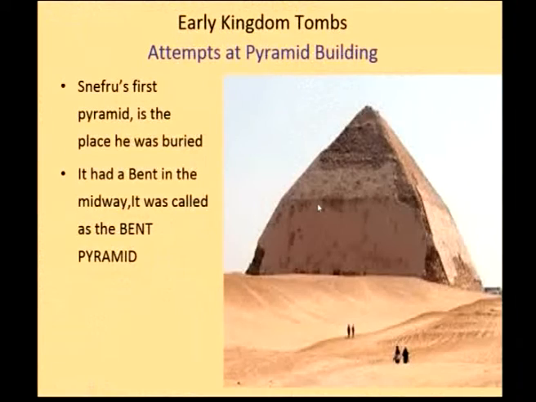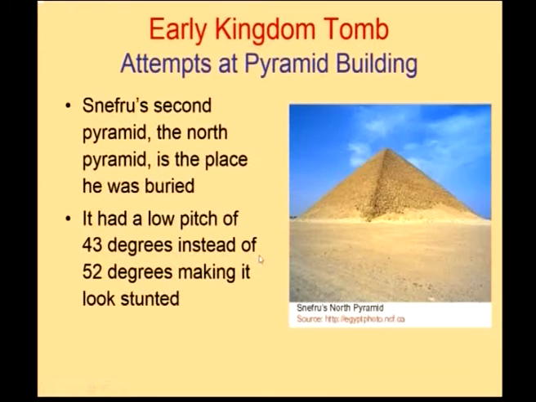Senfru attempted various pyramid structures. His first pyramid is the place where he was buried. It was bent in the middle and so it was called the Bent Pyramid. It was at a height of 100 feet and an angle of 52 degrees. Senfru had a second pyramid in the north. It had a lower pitch of 43 degrees instead of 52 degrees, which is a normal pyramid angle.